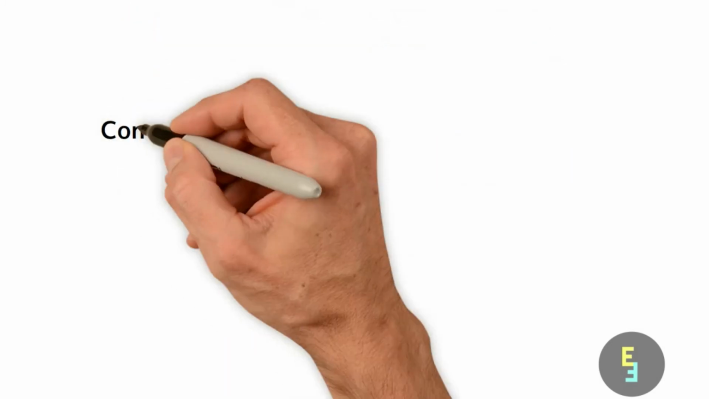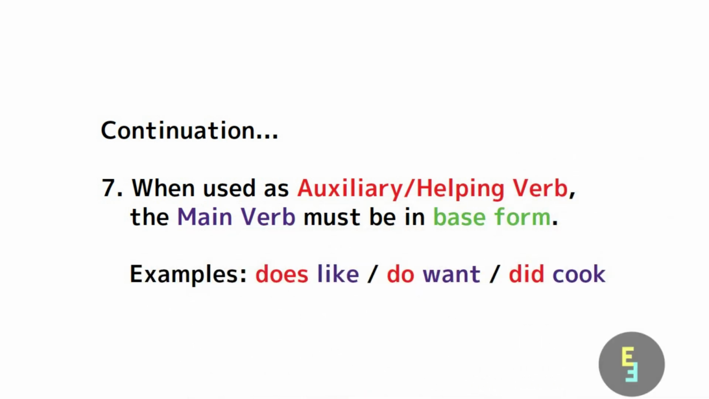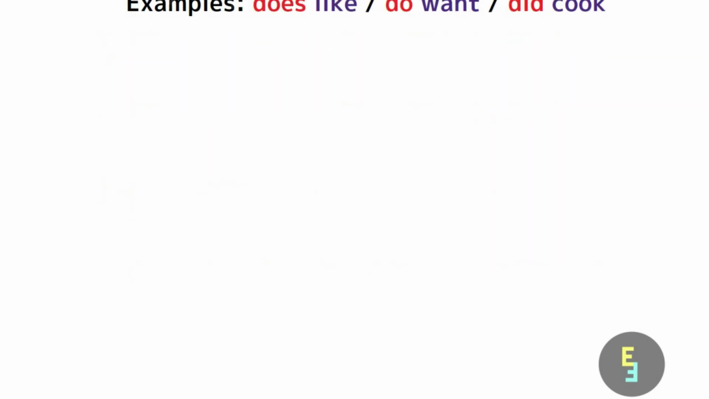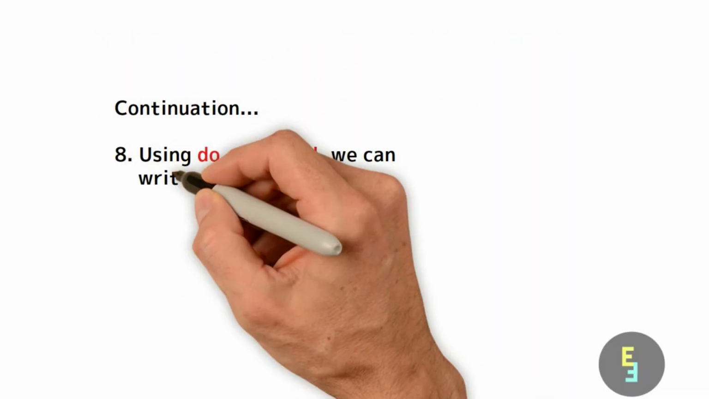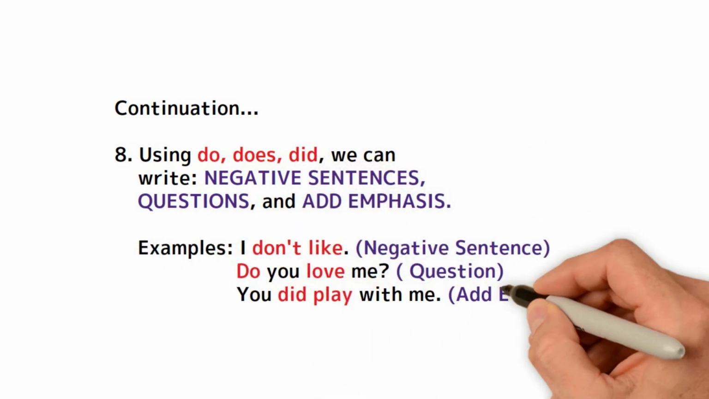When used as auxiliary or helping verb, the main verb must be written in its base form, meaning the original form of the verb, just like these examples. Using do, does, and did, we can write negative sentences, questions, and add emphasis. Examples.